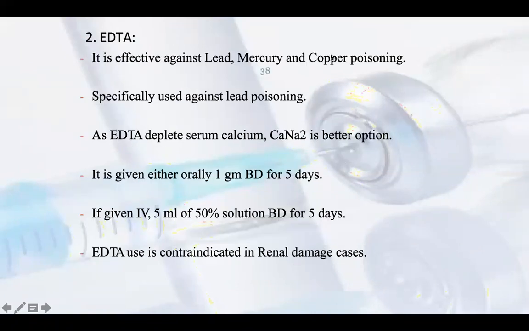Second is EDTA. It is effective against lead, mercury, and copper poisoning. It is specifically used against lead poisoning. As EDTA depletes serum calcium, calcium nitrate is a better option. Therefore, you can use calcium nitrate. It is given either orally 1 gram BD for 5 days. If given IV, 5 ml of 50% solution BD for 5 days. EDTA use is contraindicated in renal damage.